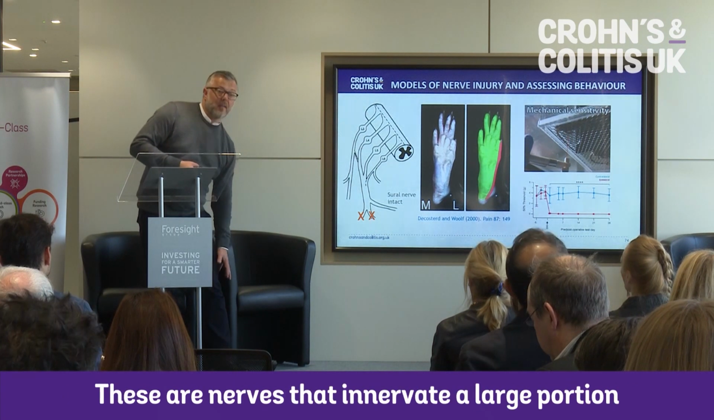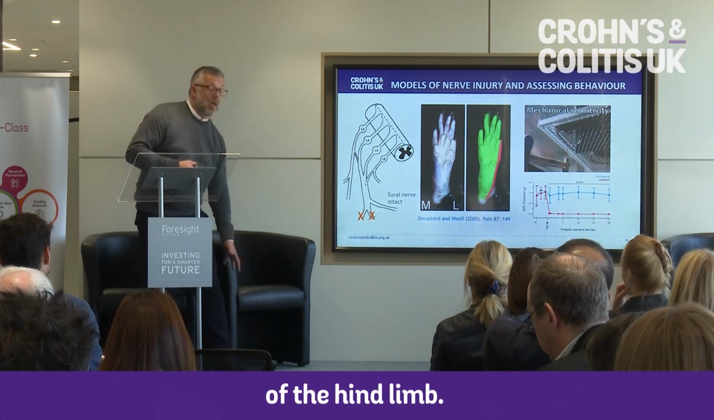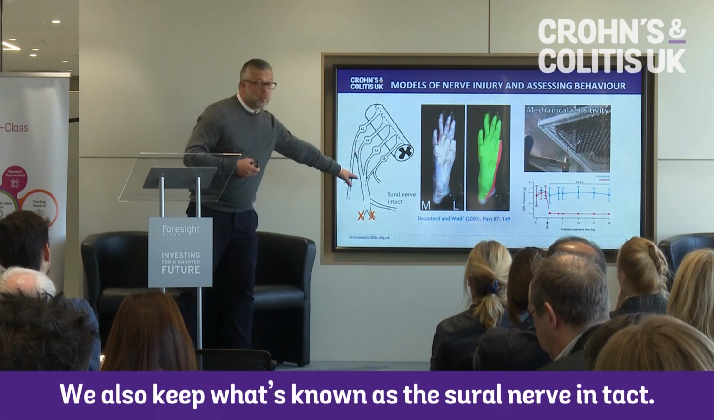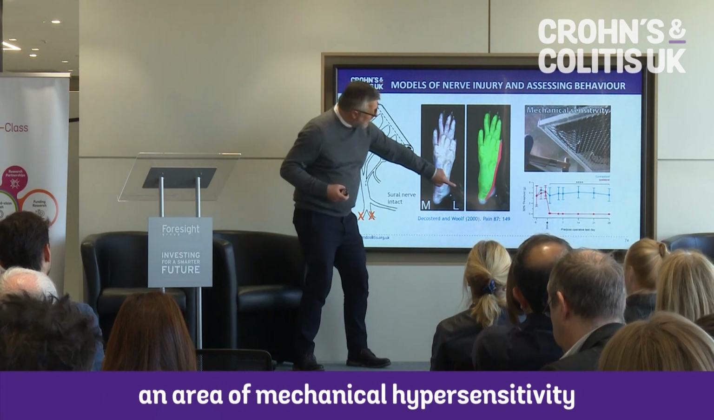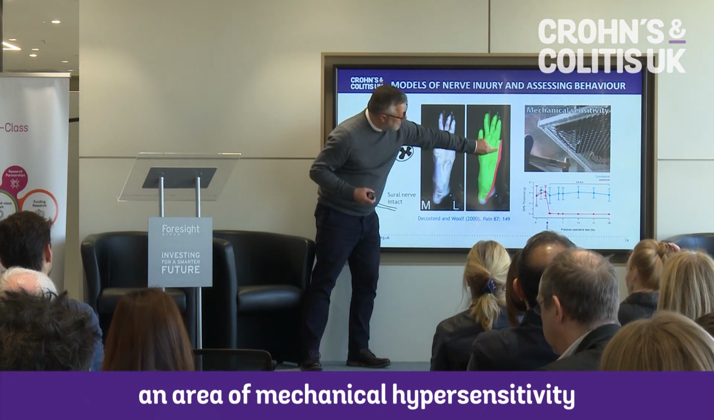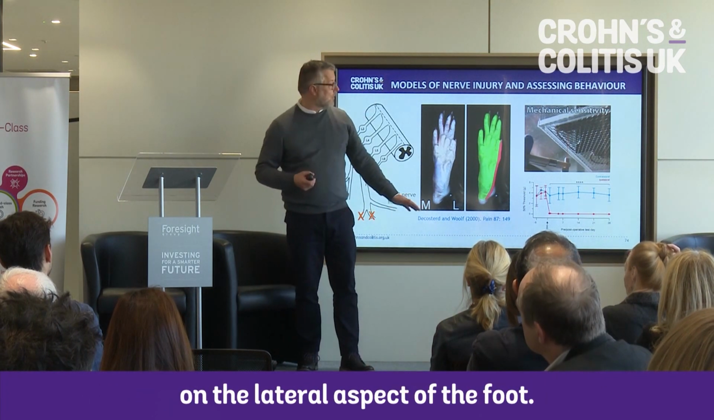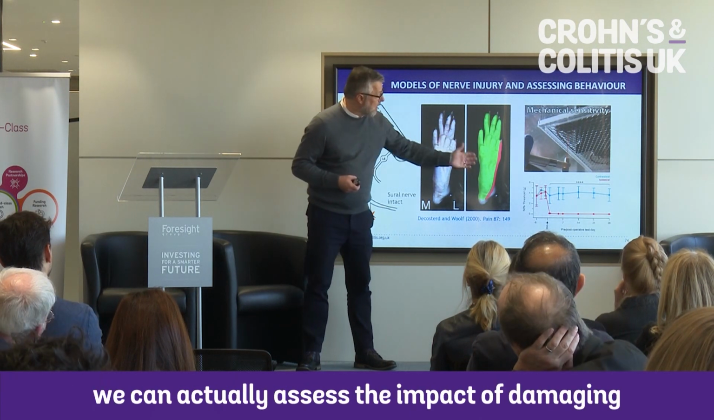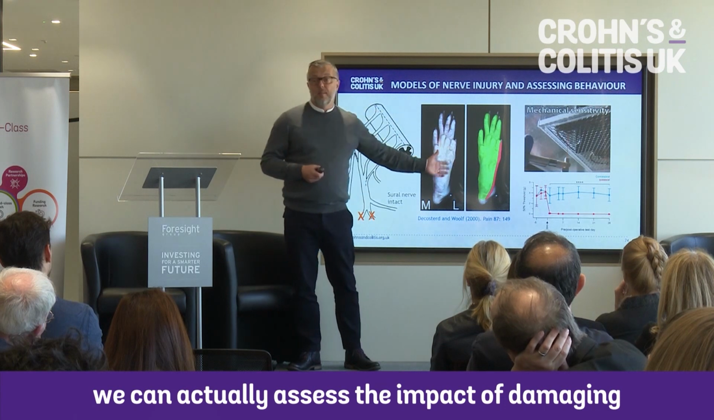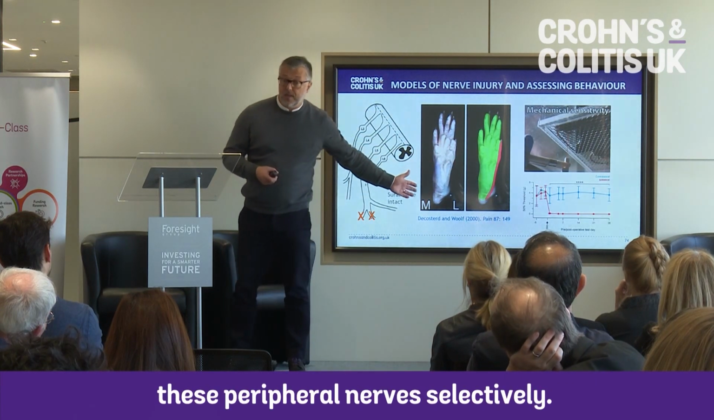These are nerves that innervate a large portion of the hind limb, and we also keep what's known as the sural nerve intact. So essentially what that allows us to do is to find an area of mechanical hypersensitivity on the lateral aspect of the foot. And by using various behavioral testing paradigms, we can actually assess the impact of damaging these peripheral nerves selectively.